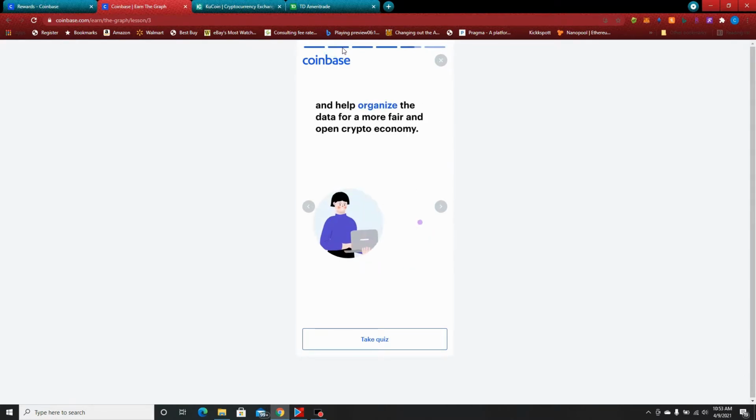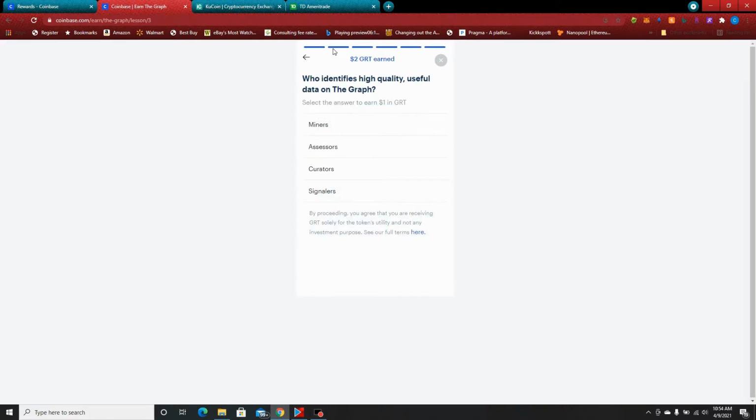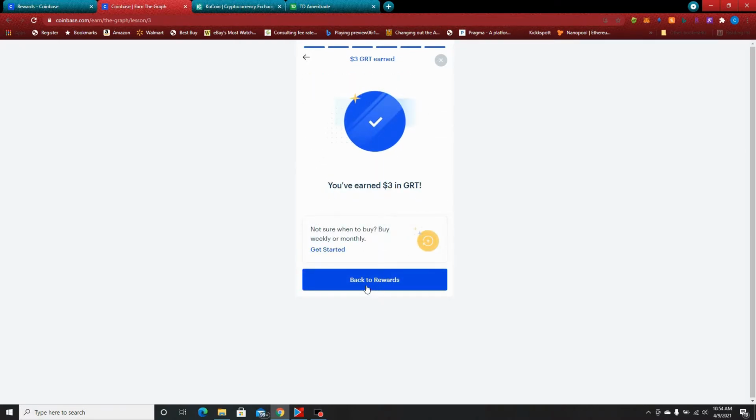I missed it. It said this is not risk-free. Okay, hold on. Oh, well, I missed it. Who identifies high-quality, useful data on the graph? Not miners, not accessible. Curators do. That was easy. All right, $3.